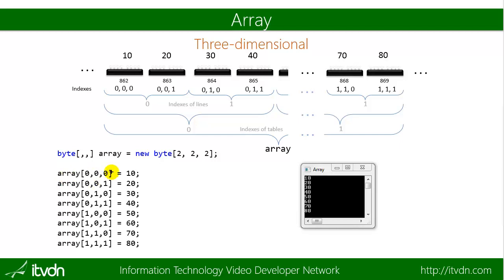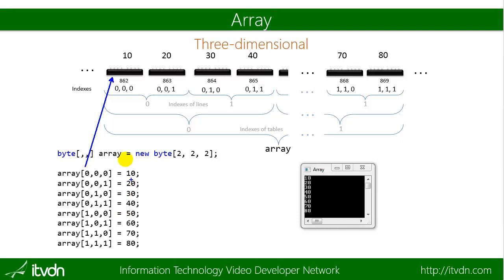Array 0, 0, 0, and we assign a value of 10. Where is this array 0, 0? Let's look for it. It's here. This is where it is. Okay, 1 minute. This is our array 0, 0.